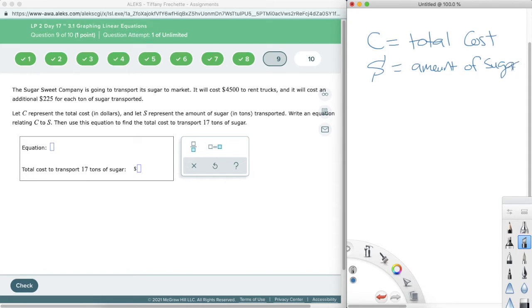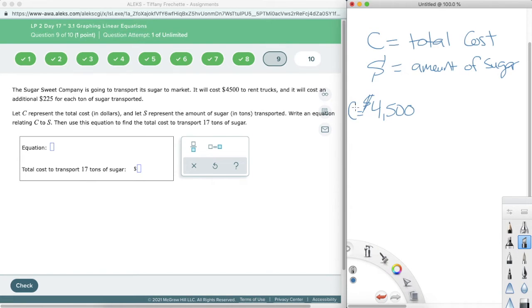And we already know, no matter what, it's going to cost $4,500, right? This is a no matter what, it's going to cost this much just to rent the trucks. And then it's going to cost an additional $225 for every ton of sugar we transport. So we need to write an equation for this. If I rent the trucks and I don't transport any sugar at all, they just sit there, it's still going to cost me $4,500. So this $4,500 has to be part of our equation. And we're working on C. We want to know what the total cost is.